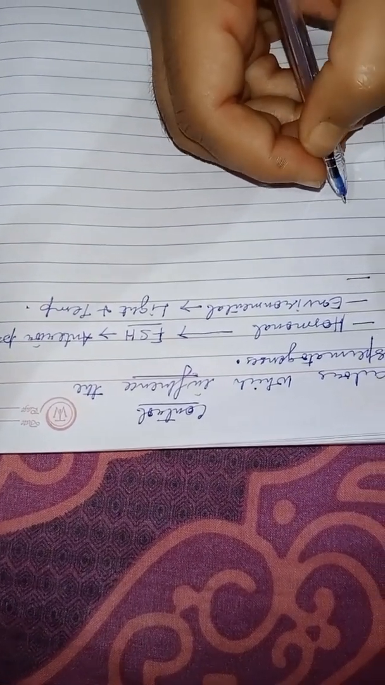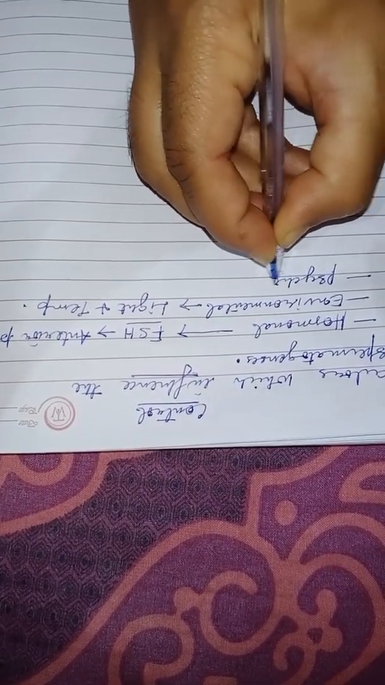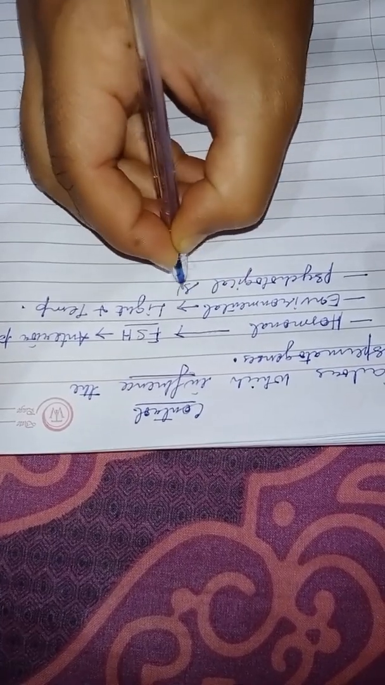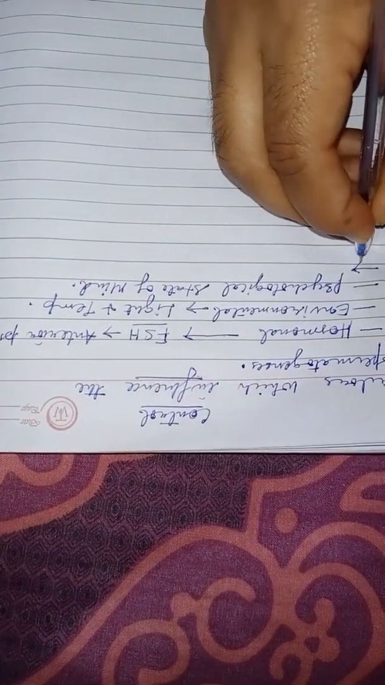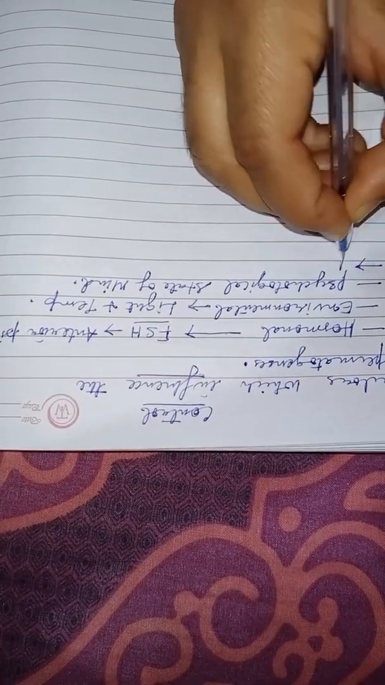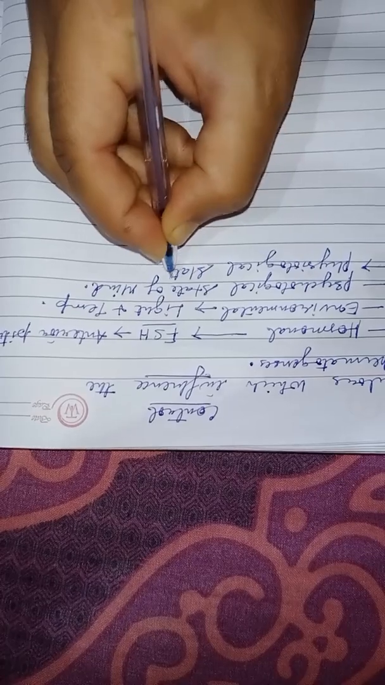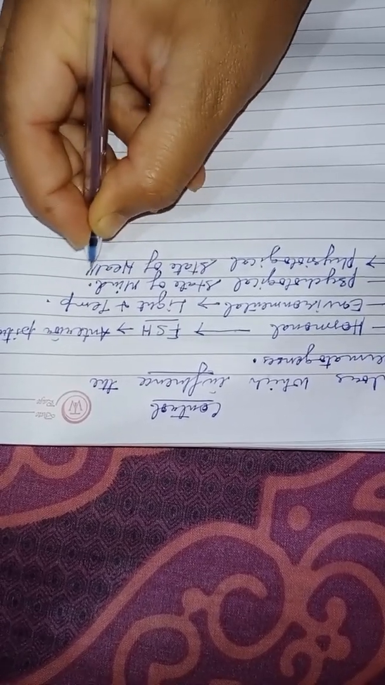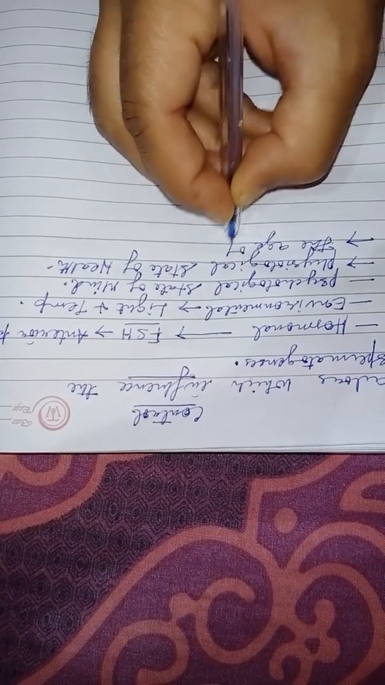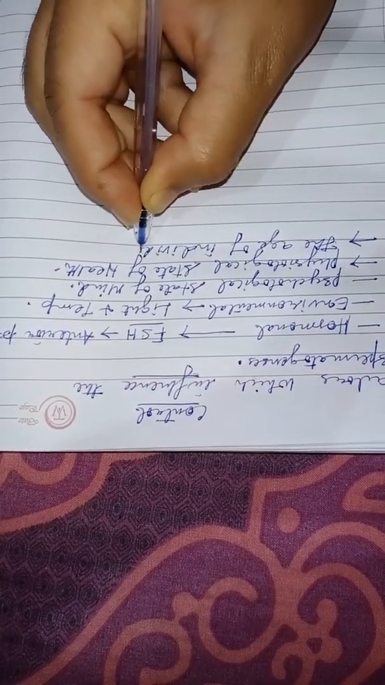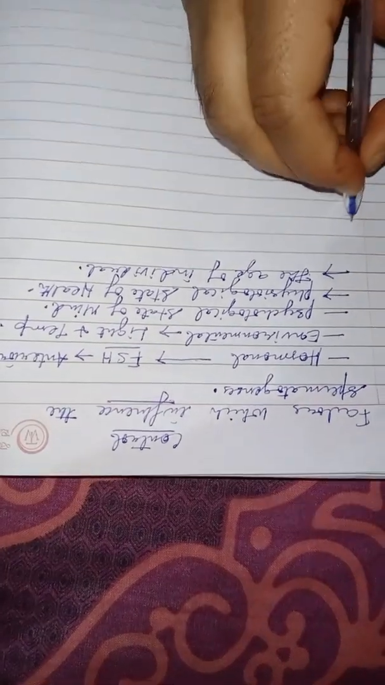Other factors besides hormonal and environmental factors include the psychological state of mind of the individual, the physiological state of health of the individual, and the age of the individual. That's it.